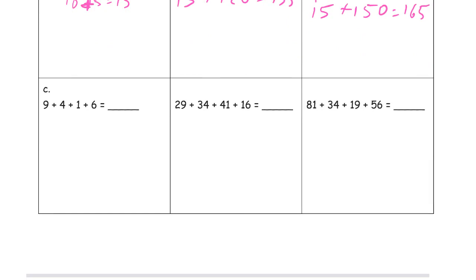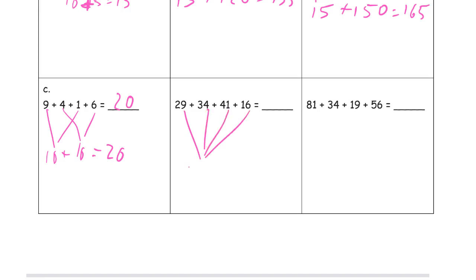And then down here I have, oh, there's a 10 and there's a 10. 20. And then we have the same 9, 4, 6, and 1 for 20. And now we're looking at 2 and 3 is 50. 20 and 30 is 50, and then we have this 40 and this 10, that's another 50. And 50 and 50 is 100.